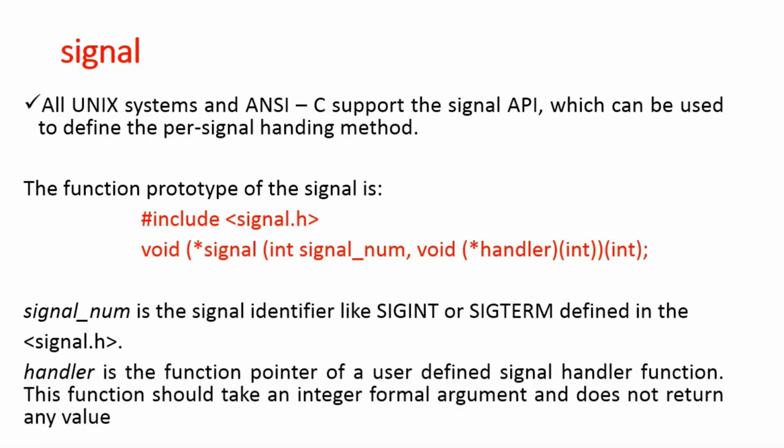Second argument is the handler. Handler is the function pointer of a user defined signal handler function. This function should take an integer argument and does not return any value. The signal function does not return any value.